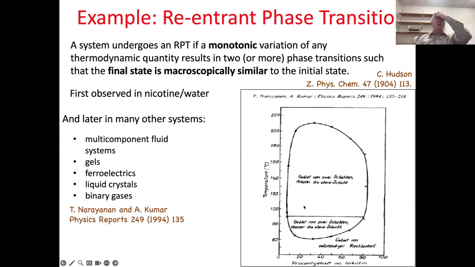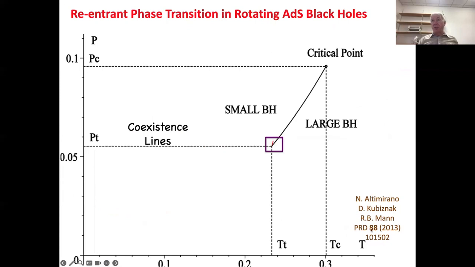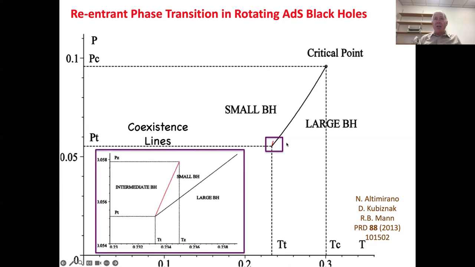So if we go back to the reentrant ones, this Physics Reports paper by Kumar and Narayan has shown this kind of thing happens in ferroelectrics, liquid crystals and multi-component fluids. And we've also found it to be true in black holes. That was shown in this paper with Natasha Altamirano, David and me, about 11 years ago. What we did is we turned from charged black holes to rotating ones, and we discovered that the rotating ones had a line of first order transitions ending in a critical point, similar to the charged case. But we also found a small region that I will magnify here, where you had a second type of transition that was also first order.